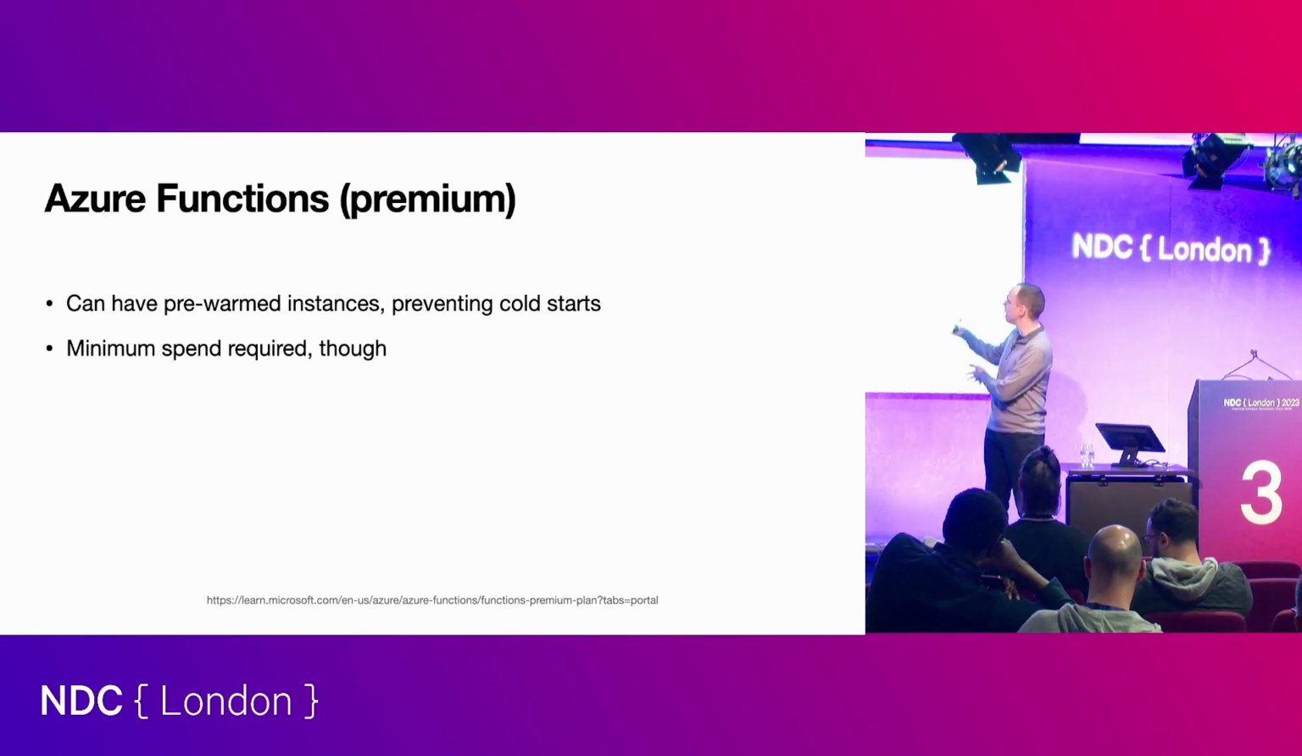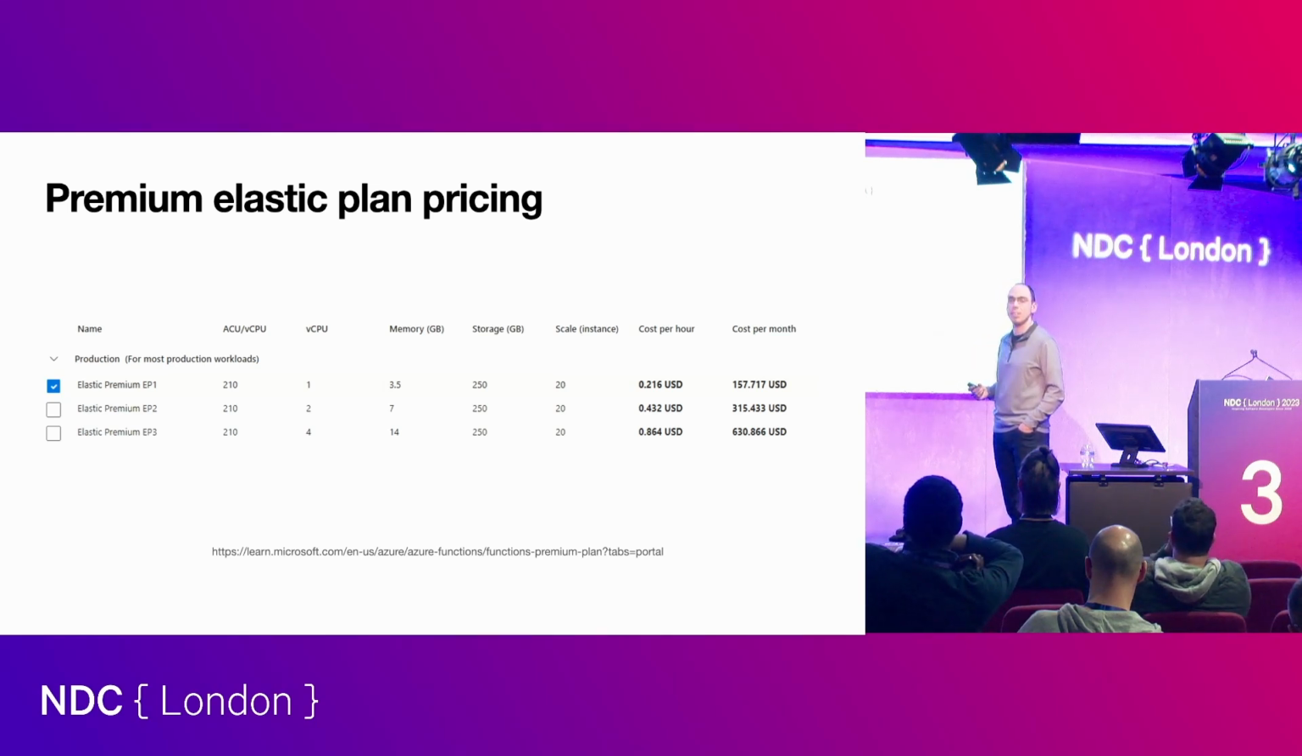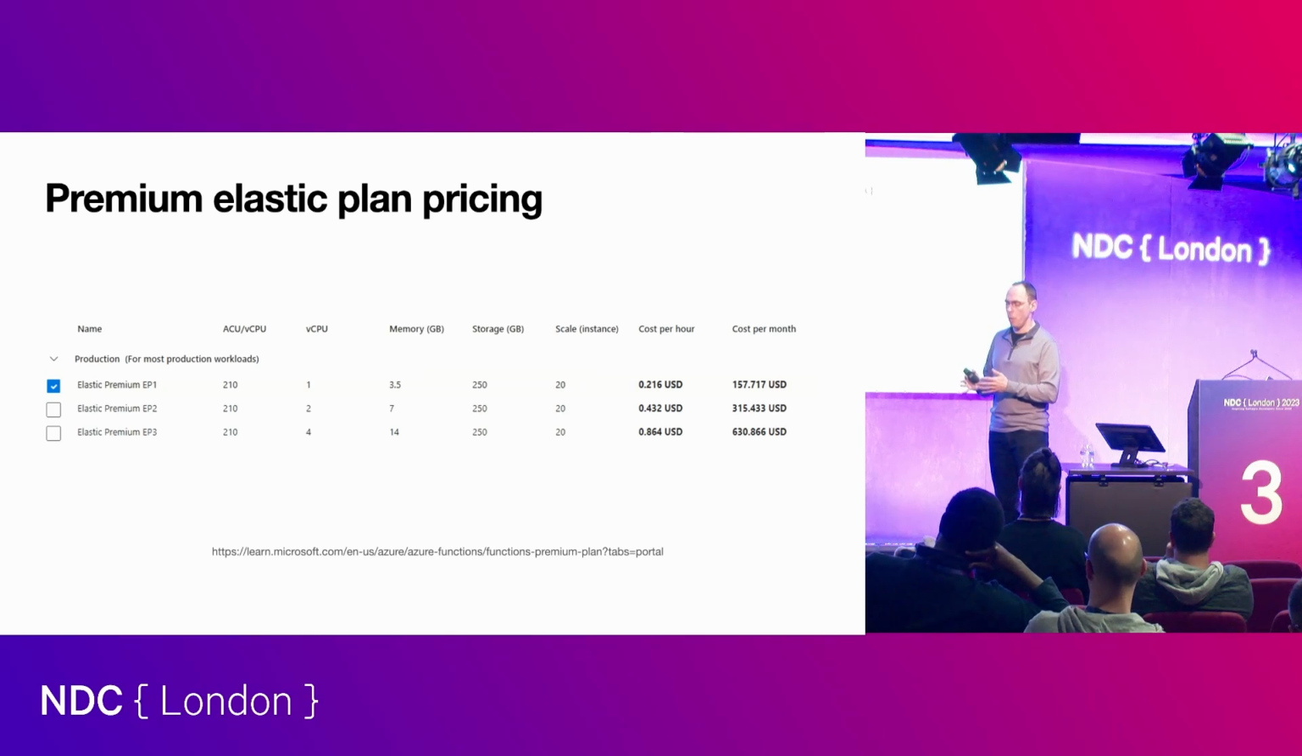You can move on to something like the premium plan on Azure Functions, where you have pre-warmed instances where you're able to mitigate some of those by having services that are immediately available to respond to your requests. But there is a minimum spend required. Here's what it looks like inside of the Azure portal. It said, hey, just to have this thing existing, $157 a month.